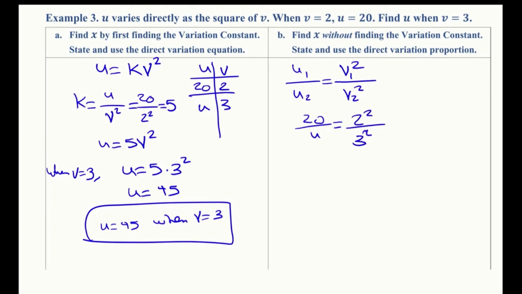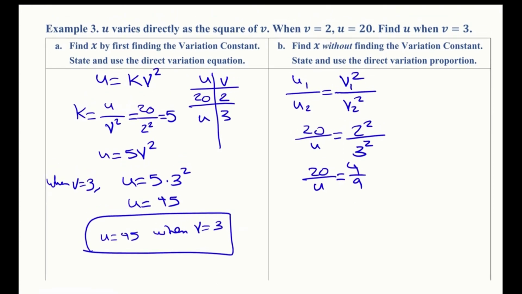I always like to show you more than one method, because when you can solve the same problem with more than one method, you start to gain some real depth into the concept and mathematics itself. All right, so we have 20 over u equals 4 over 9. You recognize this? Yes, you said it. It's a proportion. So we can cross multiply.